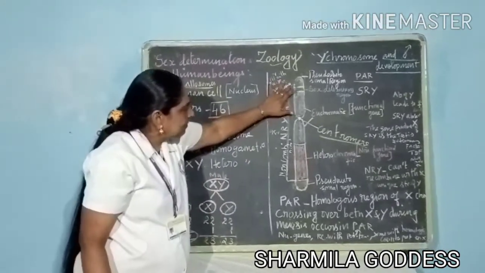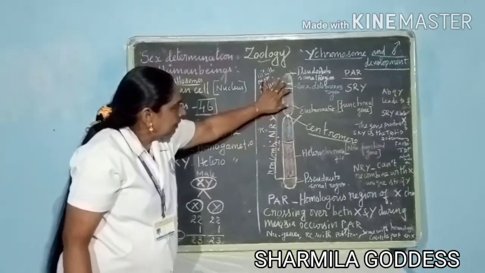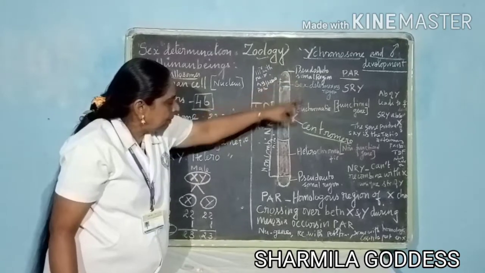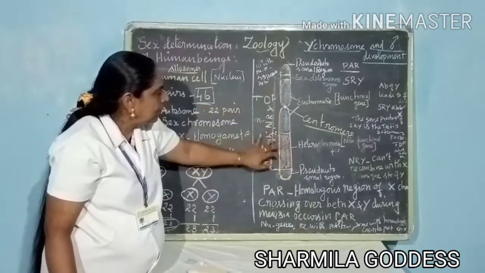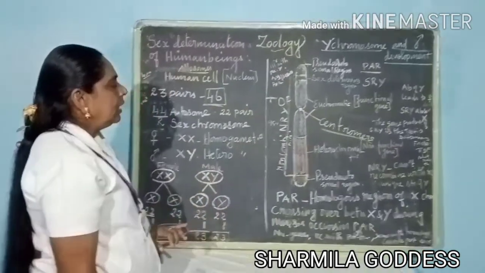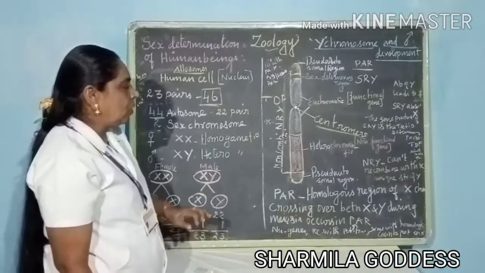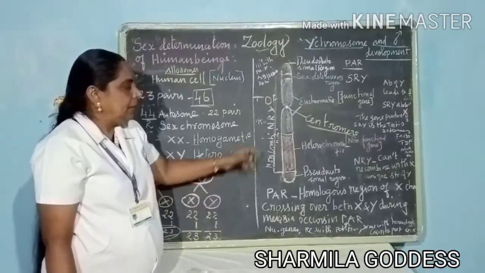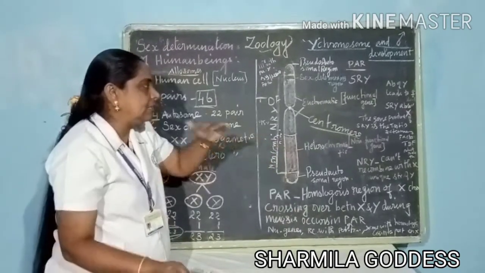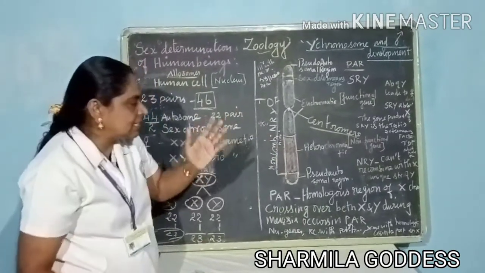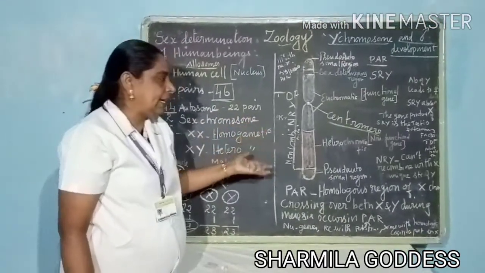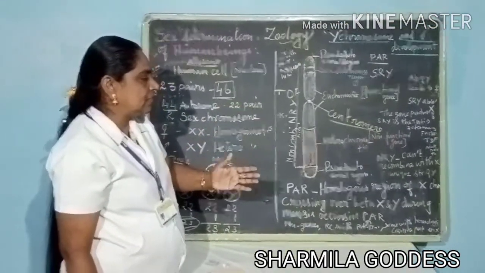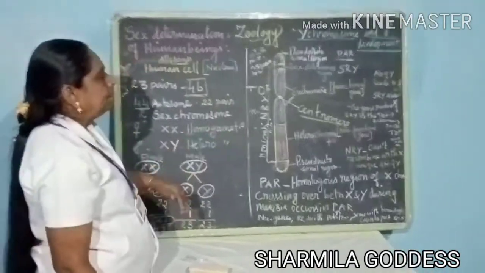Now next there is the remaining region. The remaining region other than the PAR region, the 95% portion of this Y chromosome, is called NRY. This is a non-combining region. It is divided into two parts. One is the functional gene, another one is the non-functional gene. The functional gene is otherwise called euchromatic. Then the non-functional gene is otherwise called heterochromatic.